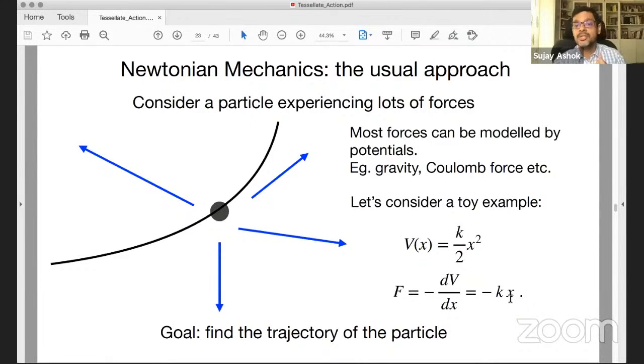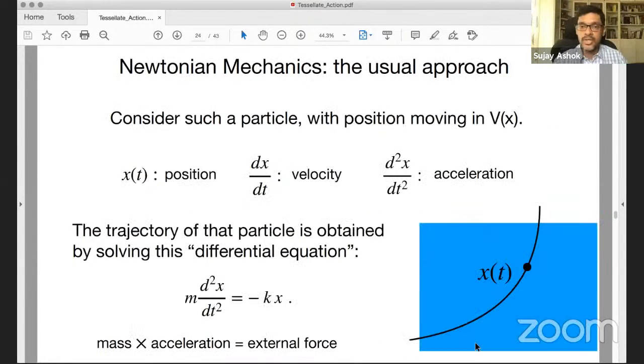A simple example is where the force is linear, proportional to the location of the particle. If you don't know this, it's fine. Most forces can be derived from a potential, and the relation between the force and the potential is just a differentiation. Again, if you're not familiar, it's fine. Just think of the force. Understand that this is the usual approach.